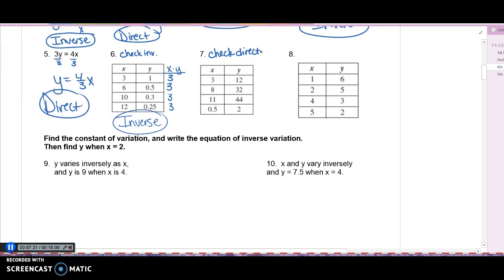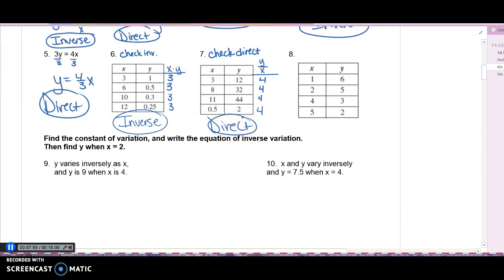We are going to check to see if this is direct variation. Now look up at the top of your page. If we're checking for direct variation, what do we have to do? Y divided by x. So let's check our y value divided by our x value. 12 divided by 3, 32 divided by 8, 44 divided by 11. And now this weird last term, 2 divided by 0.5, is 4. So yes, this is direct variation.